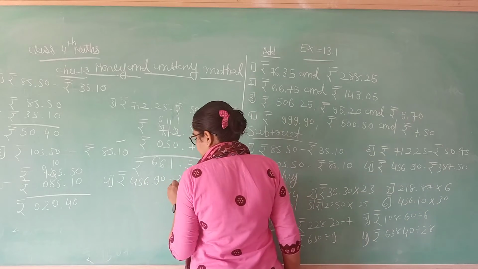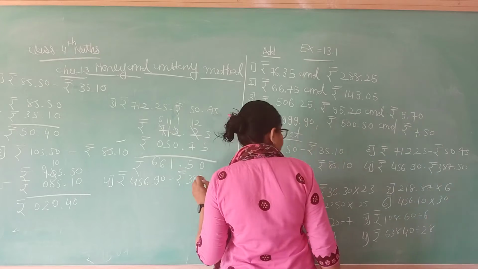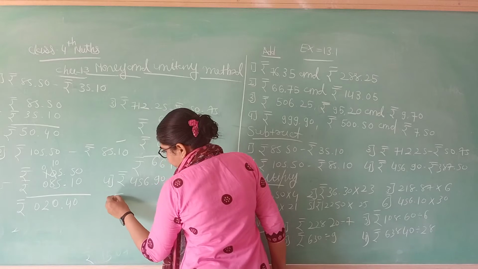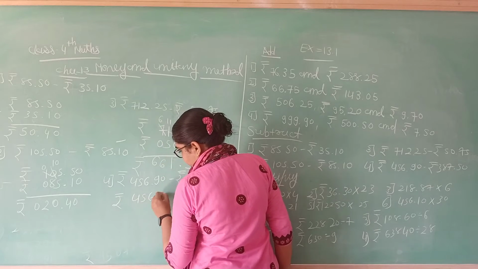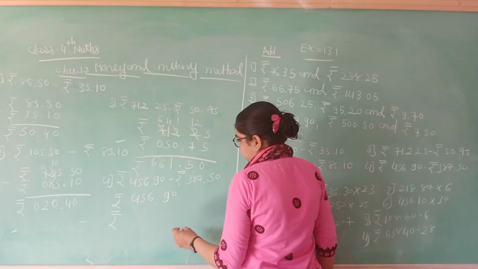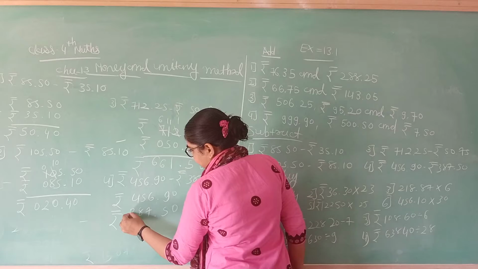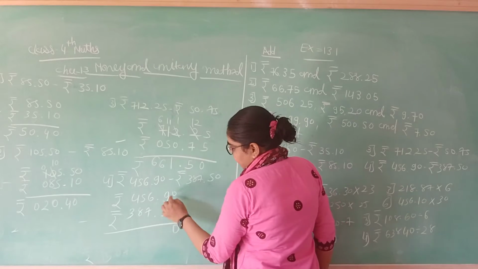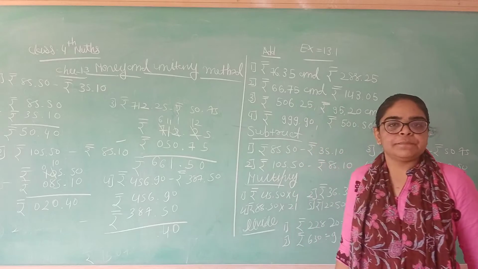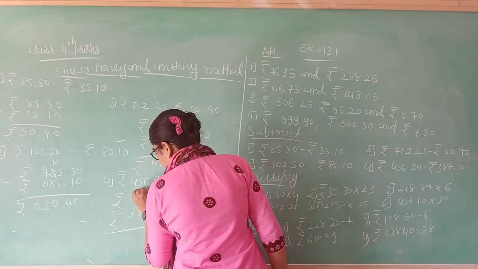456.90 minus rupees 387.50. Okay, so rupees 456.90 minus rupees 387.50. 9 out of 5, the remaining number is 4. 6 out of 7 is possible? Not possible. So here 16 and here 4.